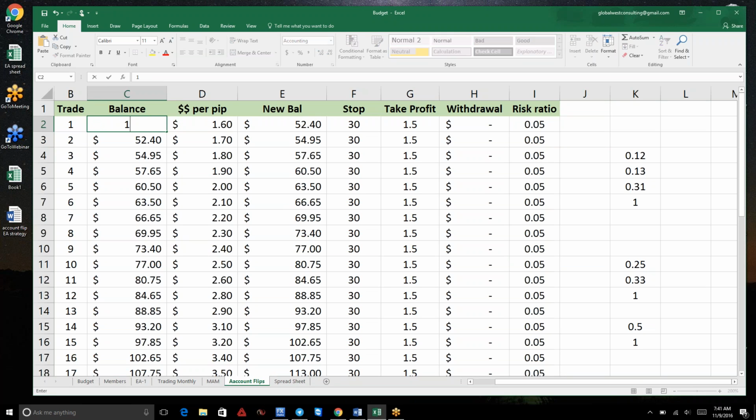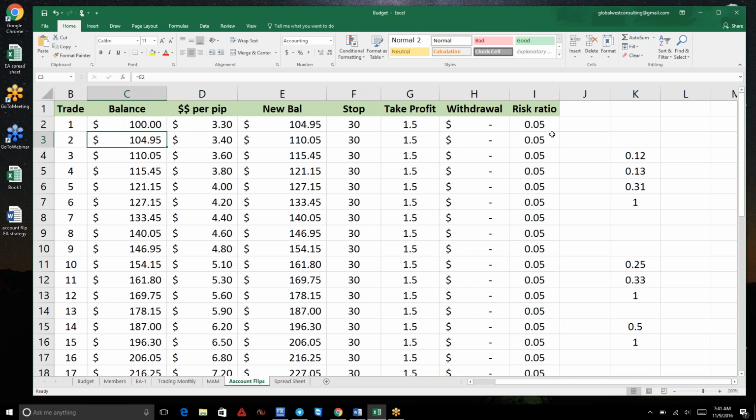Let's do easier numbers. So we'll do $100. So if it loses $5, the next trade is going to try to get it back. So now if it loses that one, it's lost $10. The next one, it's going to try to get back. If it loses that, it needs to get back $20, and it'll do this for you.